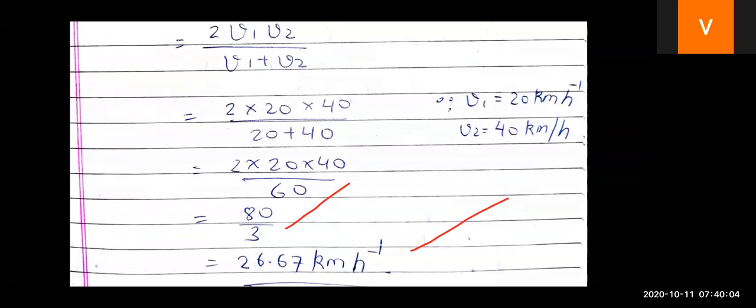When we calculate average speed, it is total distance by total time. And when we calculate average velocity, it is total displacement by total time.